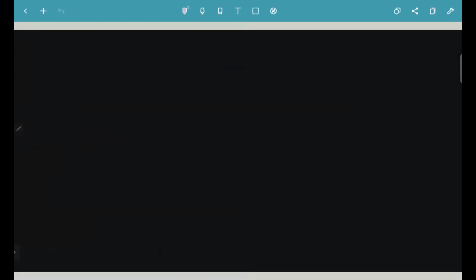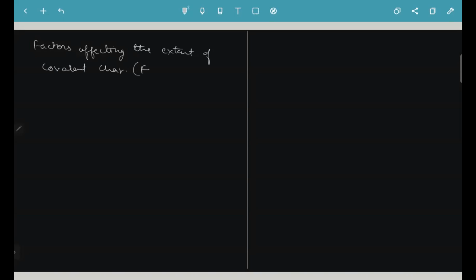Next देखो, we'll talk about the factors affecting covalent character. Bigger is the ion, more is the polarizability. Yes, it is more polarizable. Factors affecting the extent of covalent character in ionic compounds. These factors are often called the Fajan's rules.